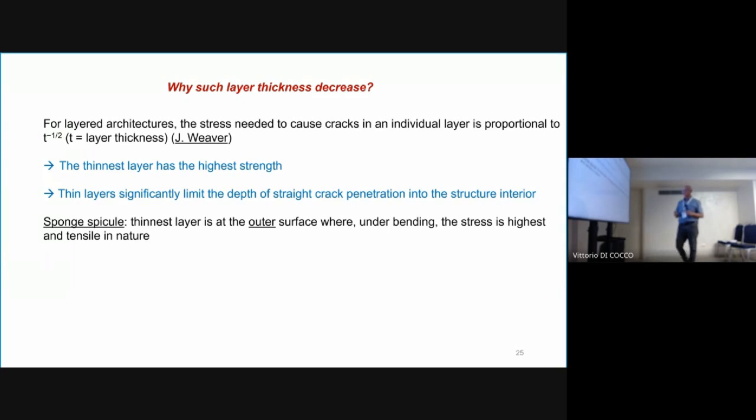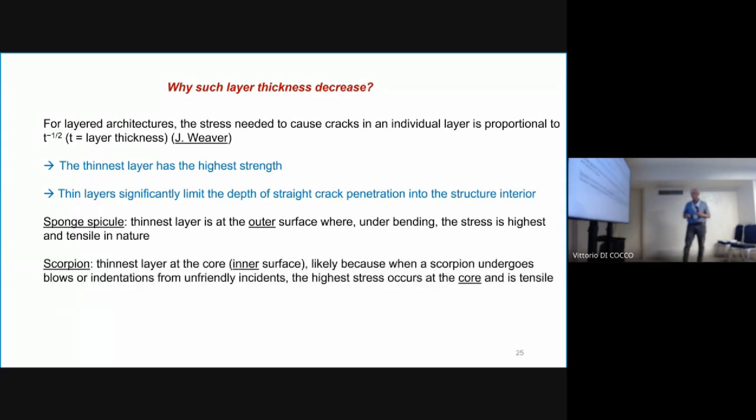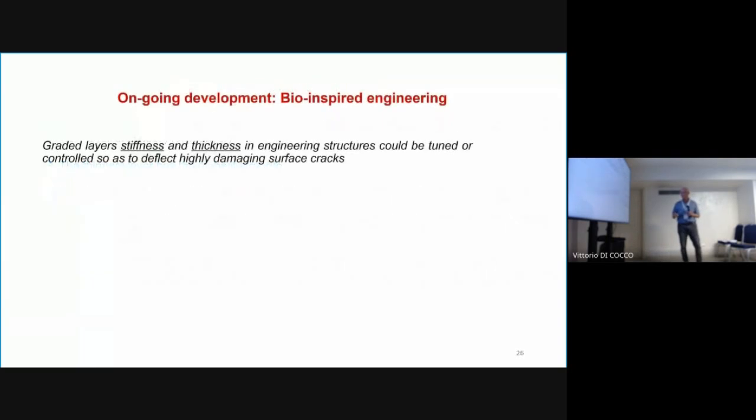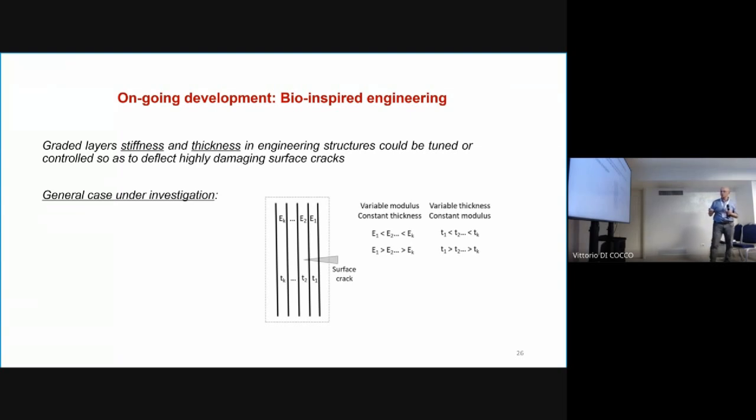Under bending, the stress is the highest and tensile in nature. In the scorpion, it's the opposite. Bio-inspired engineering is the ongoing inspiration from all what I showed you. There is greater layer stiffness and thickness in engineering structures that could be tuned. What we try to do is to have a crack in a structure which is layered, variable modulus and constant thickness, or variable thickness and constant modulus. It's a general case.